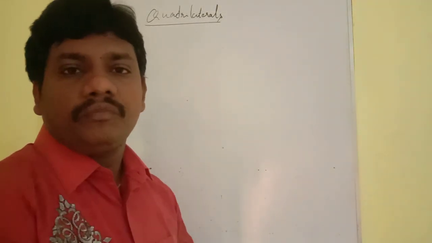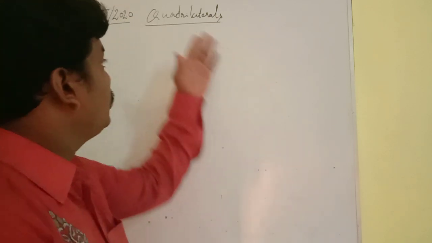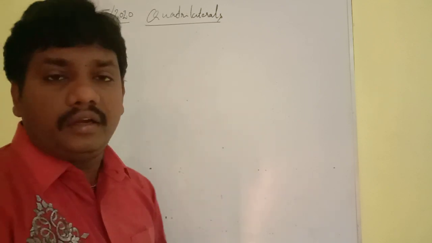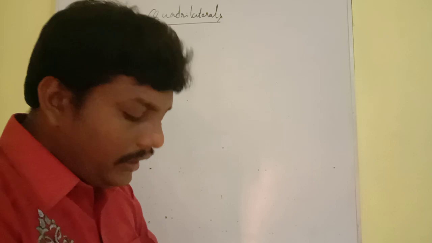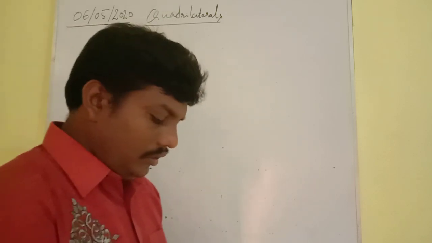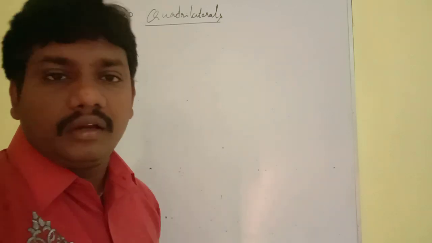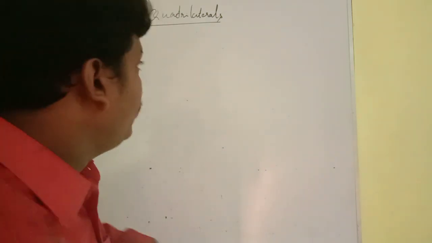Hi students, today we are going to discuss quadrilaterals. So what is a quadrilateral? We know very well what a quadrilateral is. A quadrilateral is nothing but a closed figure bounded by four line segments. A closed figure bounded by four line segments is called a quadrilateral.